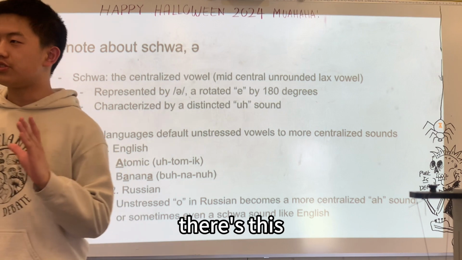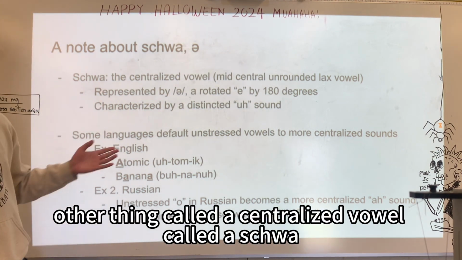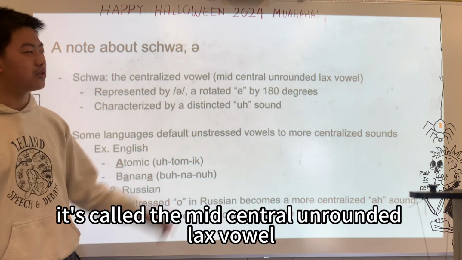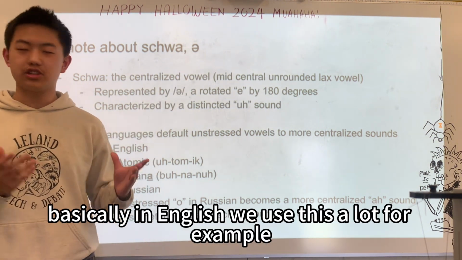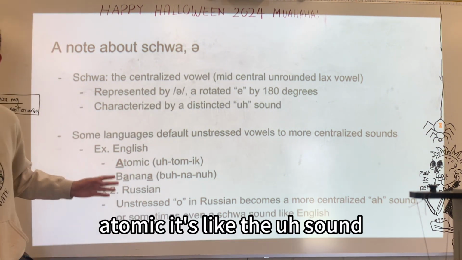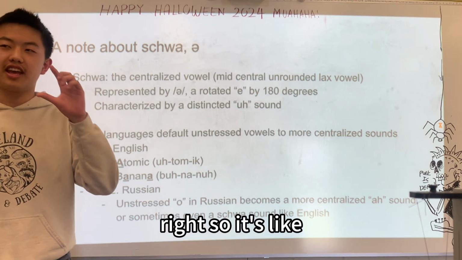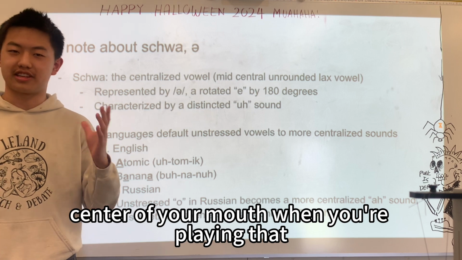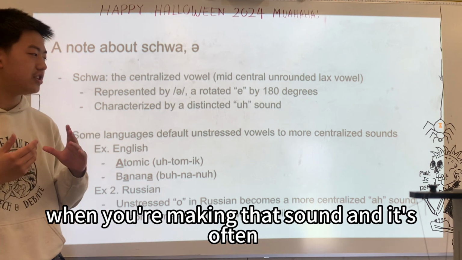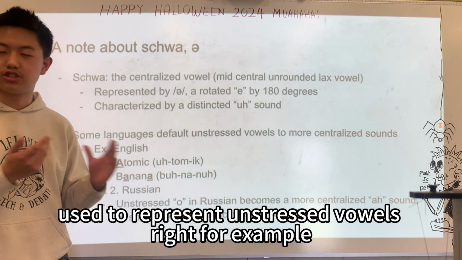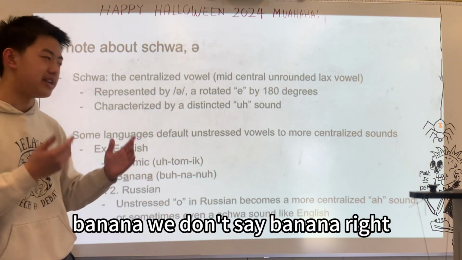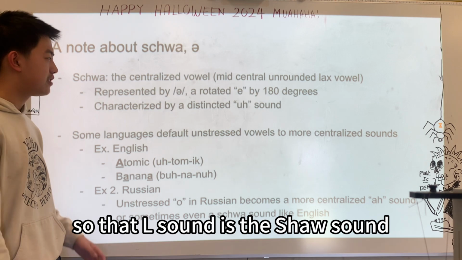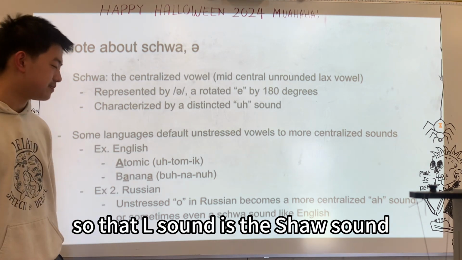Also, there's this other thing called a centralized vowel called a schwa, which is called the mid-central unrounded lax vowel. In English, we use this a lot. For example, atomic. It's like the sound, right? The tongue is at the exact center of your mouth when you're making that sound. And it's often used to represent unstressed vowels, right? For example, banana, we don't say banana, we say banana in English. So that sound is the schwa sound.